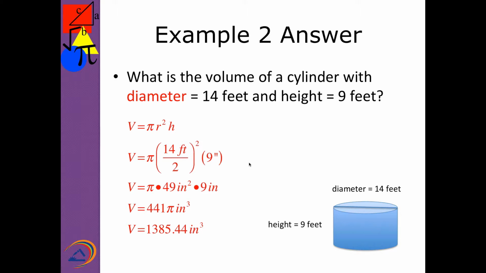So here's my formula worked out. In this case, I took 14 feet and divided it by 2 to get the radius. So 14 divided by 2 is 7, and when I squared it, I got 49. Pause the video and take a minute or two and make sure that you came out with the same answer I did. Remember, if you use 3.14 for pi, it's going to be close but not exact.